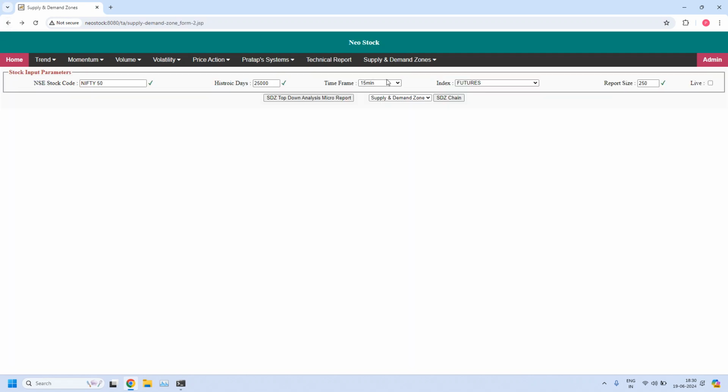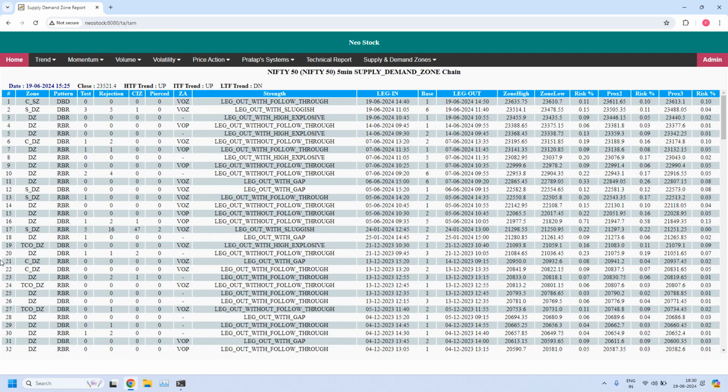Let me go back, and the last time frame is 5 minutes for Nifty. Generating the chain, check whether any high liquidity 5 minute zones are created. A high liquidity supply zone is created today. Fresh zone. And also a high liquidity demand zone is there. This is also created today. One more zone is created today, but it's a normal demand zone, a fresh zone.